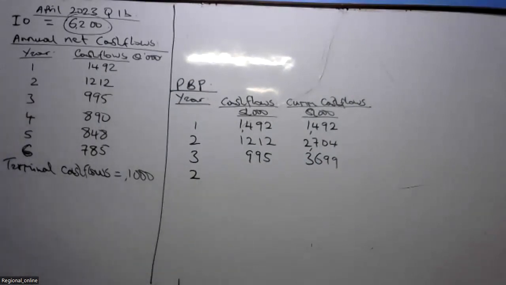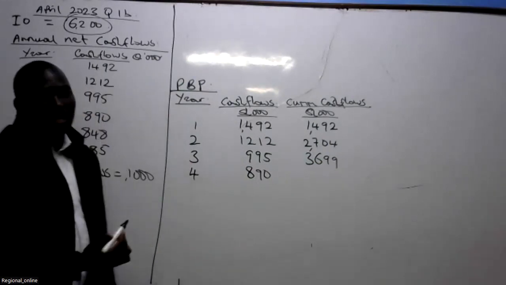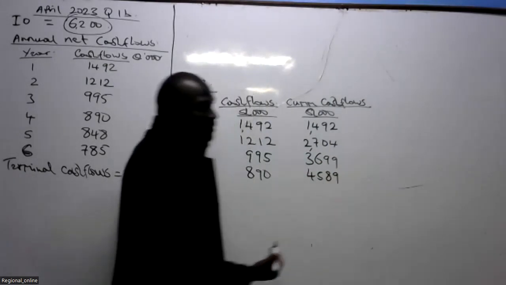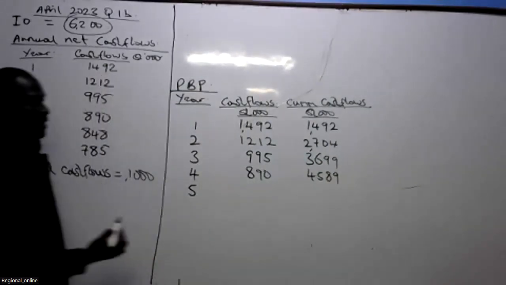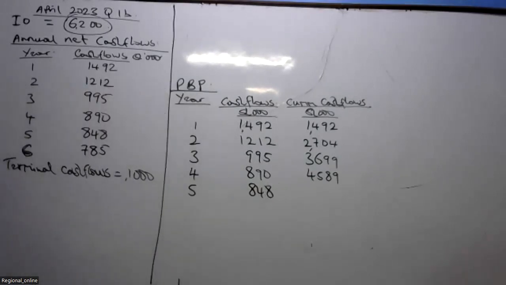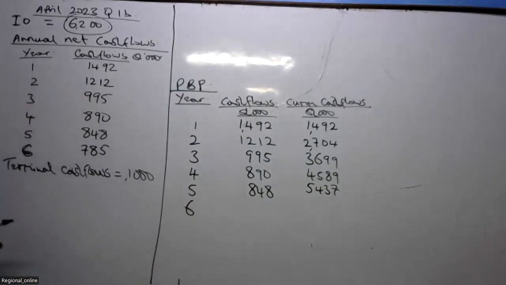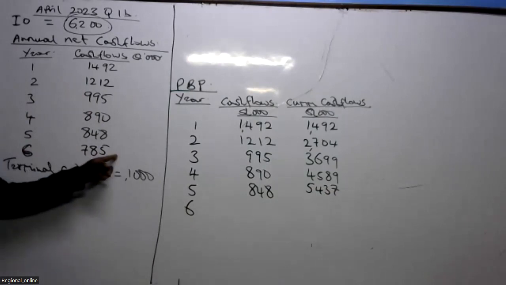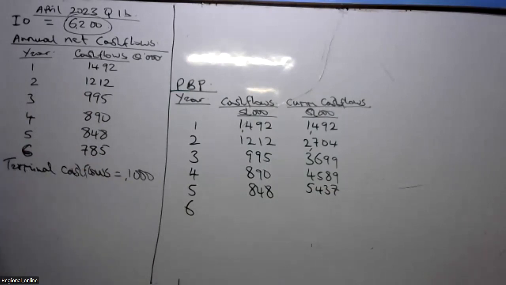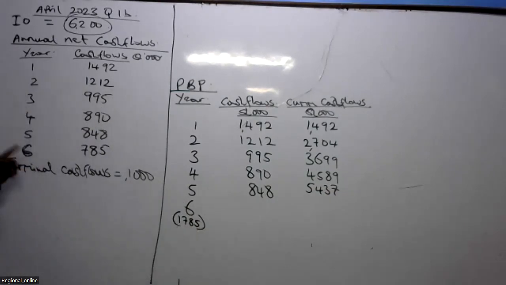I still have a way to go. Year 4, I get 890. Cumulatively, 4589. Year 5, I get 848. Cumulatively, 5437. Then I go to year 6. Year 6, I have 2 types of cash flows: I have 785 and I have 1,000. So cumulatively in year 6, I get 1785. Remember, after the 6th year we are terminating the project, so the scrap value is also a cash flow for year 6.